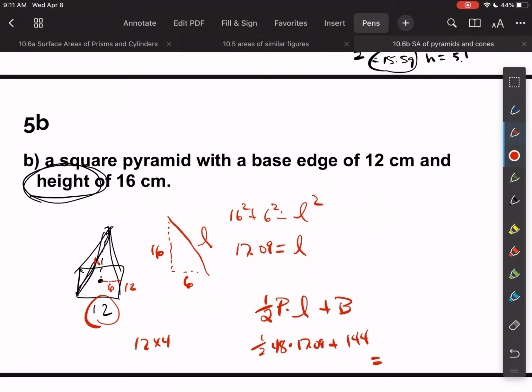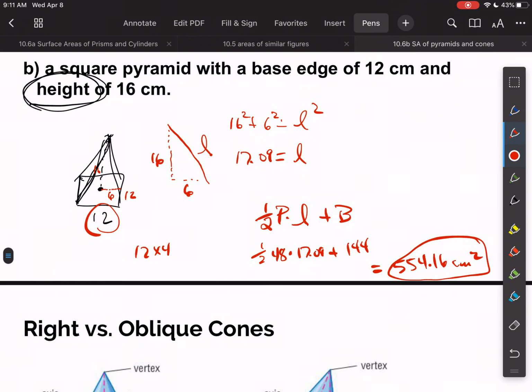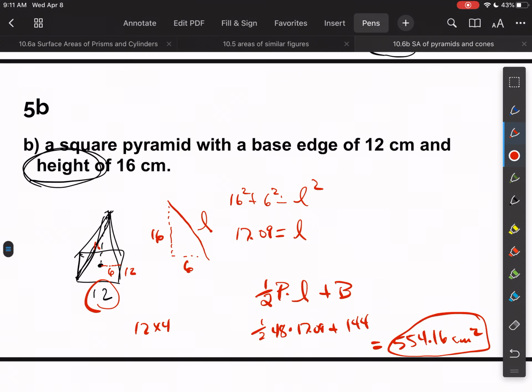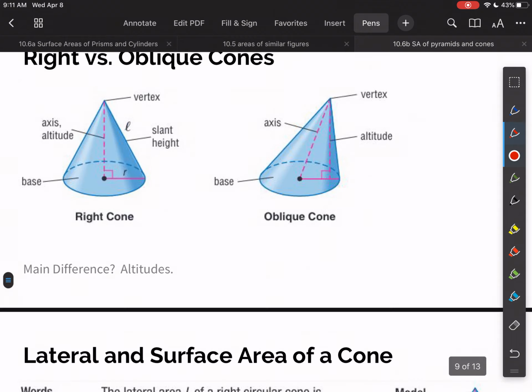And when you run that math in your calculator, hopefully you're getting 554.16 or something like that centimeters squared. Okay, so that is 5B. Again, it just didn't label the slant height. Okay, so just be careful with that. If it says slant height, great. If it doesn't, you have to find it.